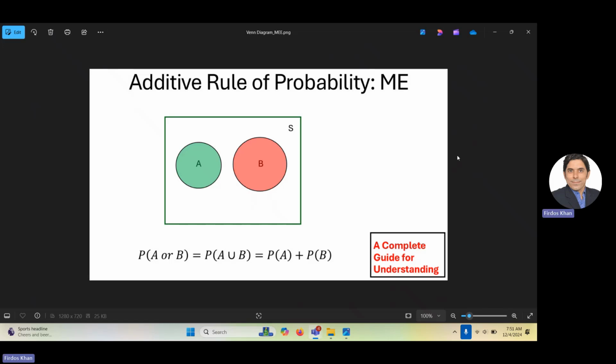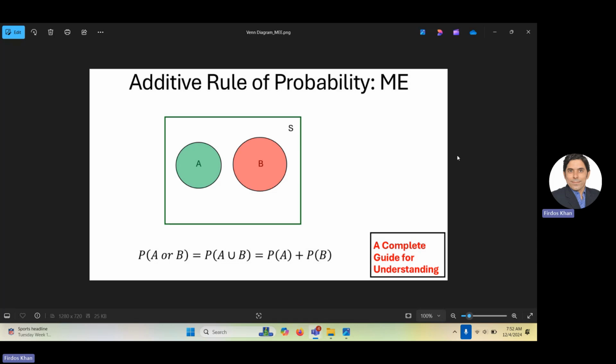Hello guys, in this video I would like to explain how we can calculate the probability of mutually exclusive events using the additive rule of probability. You already know in which situation we can use the additive rule of probability, and if you don't know, you can watch a video on the link given in the description of this video so you can see in which situation we can use the additive rule of probability.